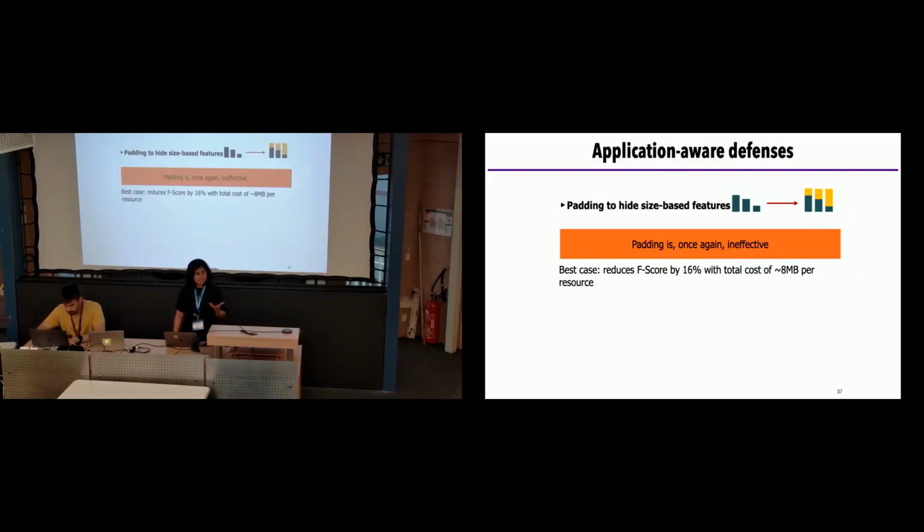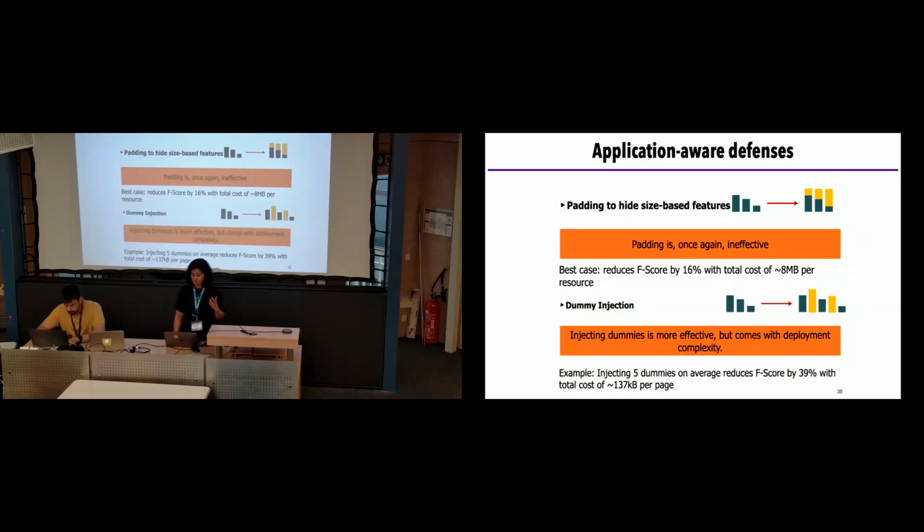And we did application-aware defenses, the same kind as before, which is size-based and dummy injection, this time knowing the sizes and the ordering of resources. And essentially what we found is that dummy-based injection, if you know the application in advance, does reduce the F-score and with better bandwidth than application-agnostic defenses, but it is very difficult to implement with the current state of the internet because you need coordination of a large number of parties.